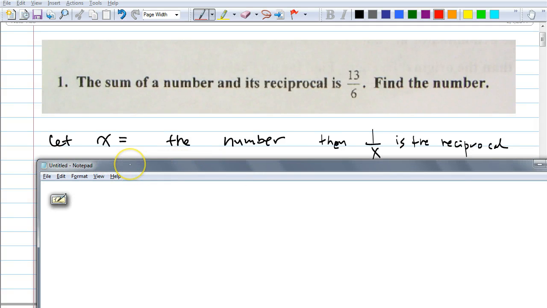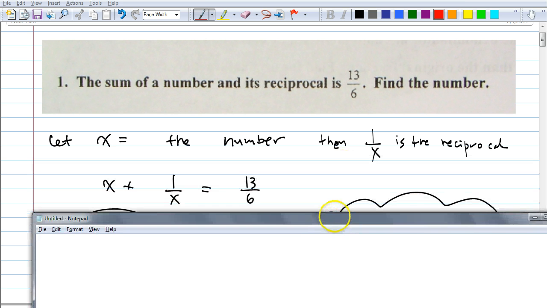Okay, guys. How many of you declared your variable as x? If x is the number, then the other unknown is the reciprocal. Well, it's easy to get the reciprocal of a number, just 1 over it, right? So therefore, if you add them together, it equals 13 over 6.